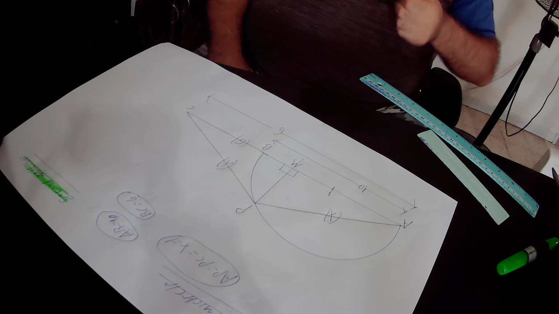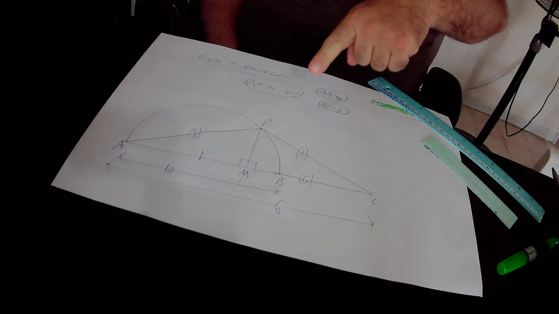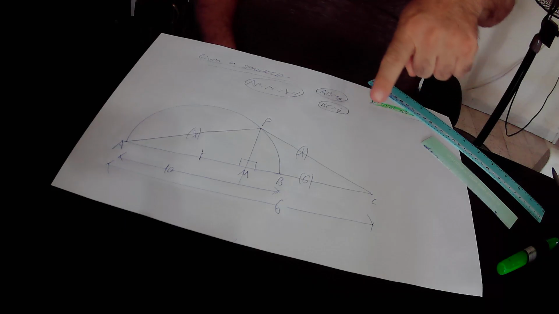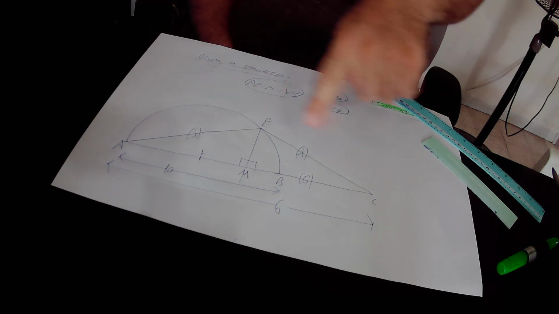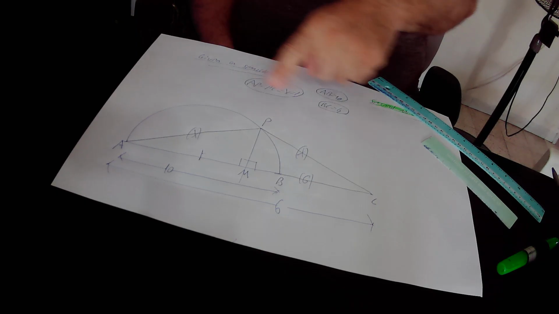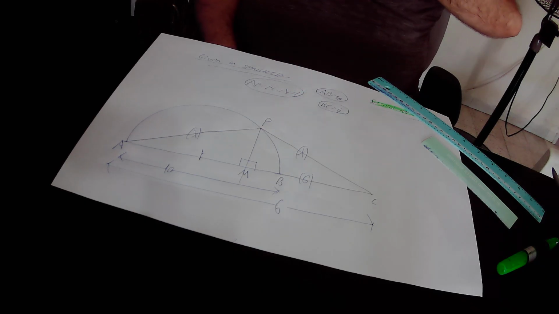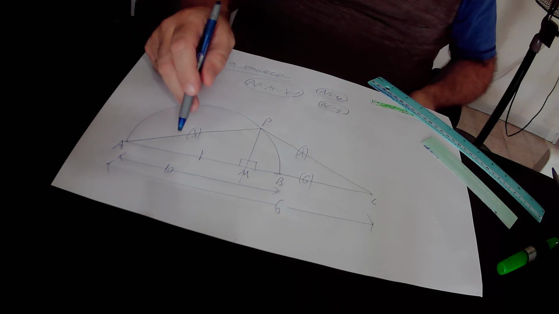And according to the rule that I mentioned, the perpendicular PM to the base AC of the isosceles triangle APC bisects the base AC. The length of the base AC is 16. The perpendicular PM bisects the base. That is to say, the first half, that is AM, will be equal to 8.